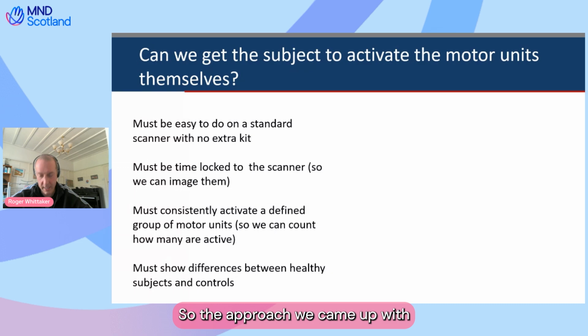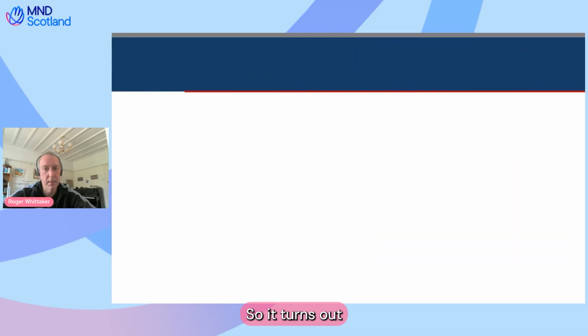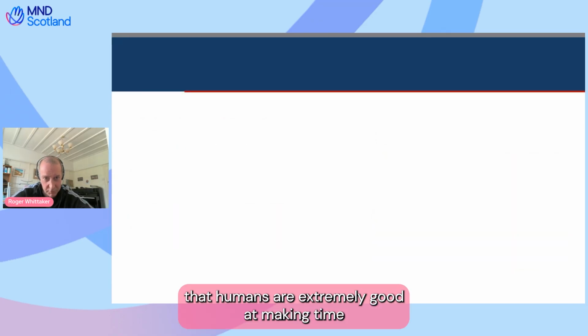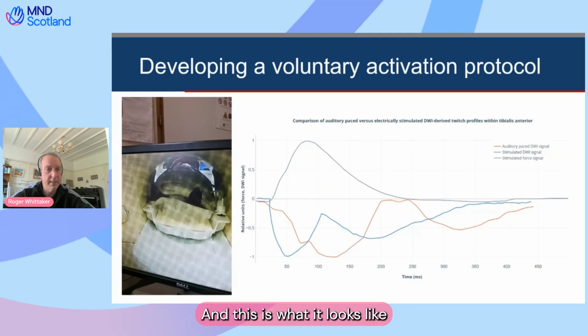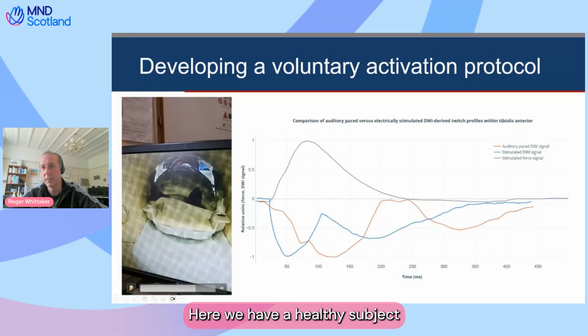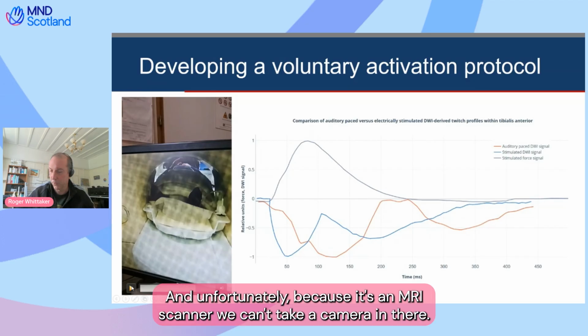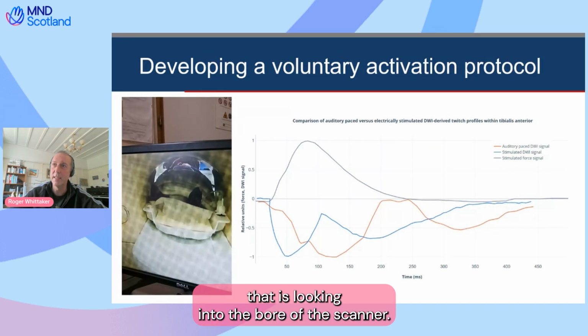So the approach we came up with is this: auditory paced movements. Humans are extremely good at making time-locked movements to noise. And this is what it looks like within the MRI scanner. So here we have a healthy subject lying in the scanner. And unfortunately, because it's an MRI scanner, we can't take a camera in there. So this isn't a great picture, but you're looking at a picture that we've taken of the screen that is looking into the bore of the scanner.